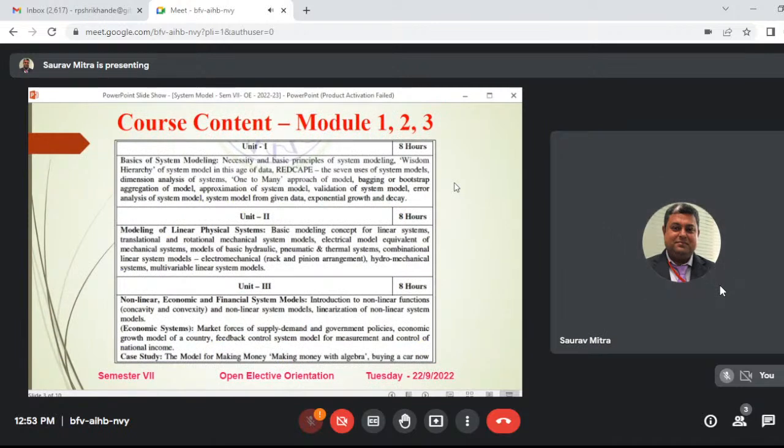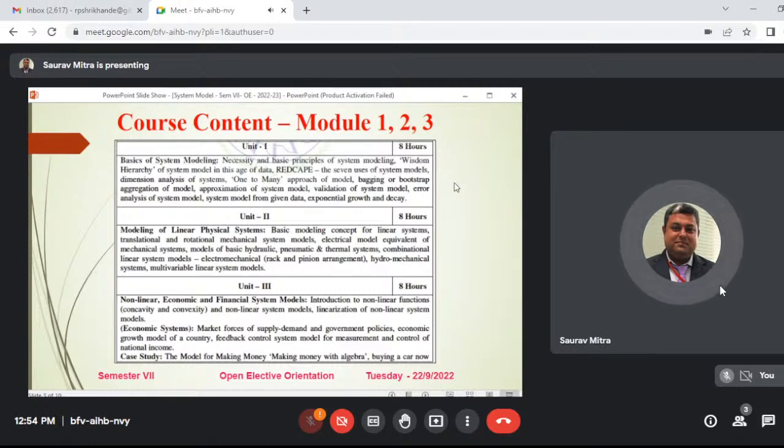So this is the course content. Module 1 will have the very basic knowledge of system modeling: what are the principles of system modeling, what is the wisdom hierarchy, what is bootstrap, what is the one-to-many approach and many-to-one approach of system modeling, what is meant by approximation, how do approximation, validation, and error analysis help for better system model development, and exponential growth and decay of events, and how to model them. All those things we are going to find out in module 1, which is very common, and that is the introduction maybe for all the other modules.